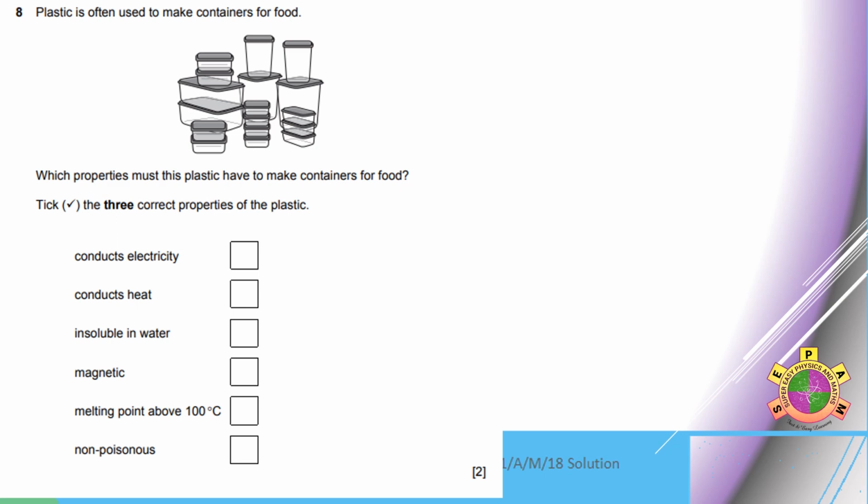Question 8. Plastic containers to keep food. Which properties must plastic have to make a good container for food? Take 3. Conduct electricity? No. Conduct heat? No. Insoluble in water? Yes. Magnetic? No. Melting point above 100? Yes. Not poisonous? Yes.